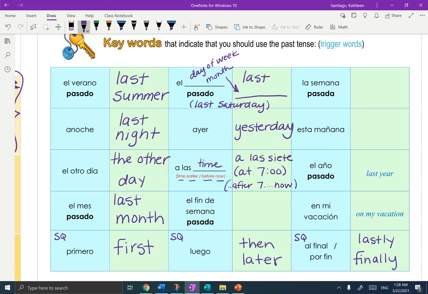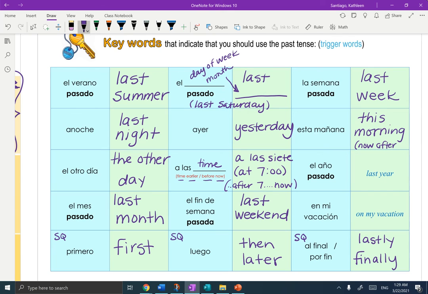Okay. El fin de semana pasada. So we know pasada is going to go first. Last. And what is fin de semana? Weekend. Okay, we're on the third row. La semana pasada. Last. What is a semana? 7 días. Right? Last week. Este mañana. So this morning. Meaning that the morning already had passed, right? But now it's after that time, after morning.